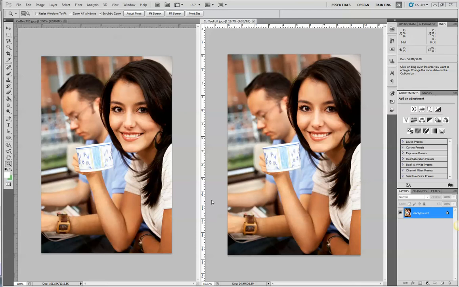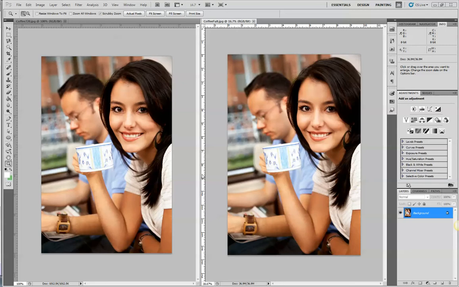Today we're going to talk a little bit more about image resolution. For the assignments in this class, I'm asking that your images be at least 300 dpi and at least 5 inches by 7 inches, which comes to about 1500 by 2100 pixels.